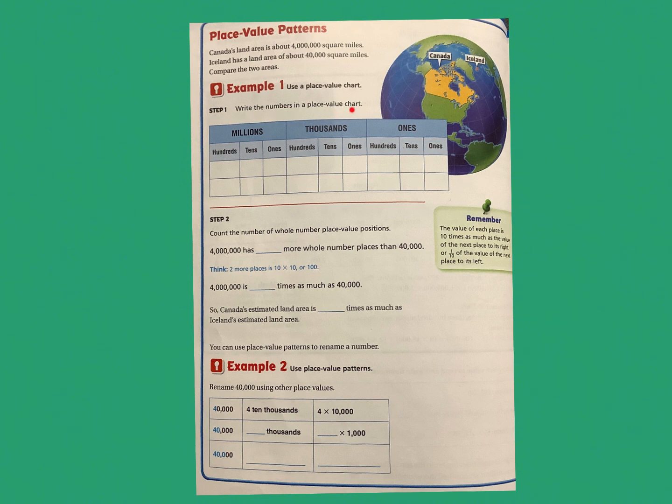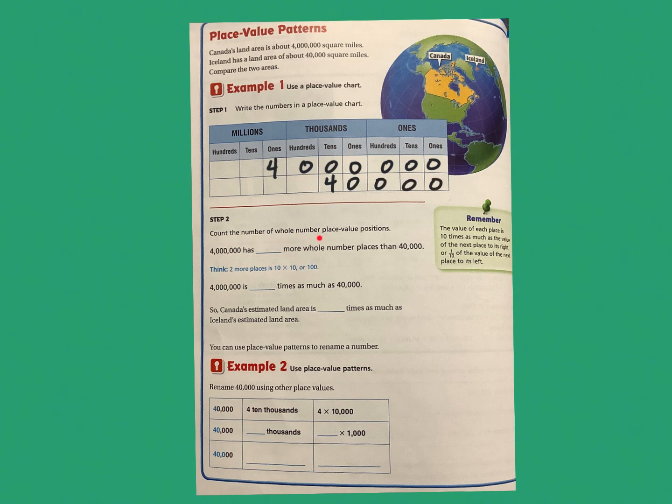First, we're going to write the numbers in the place value chart. This is 4 million, 4 in the 1 million's place, with all those zeros after. And then we have 40,000, that's 4 in the 10,000's place, with all those zeros following after.